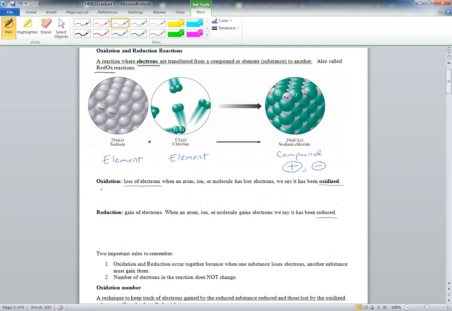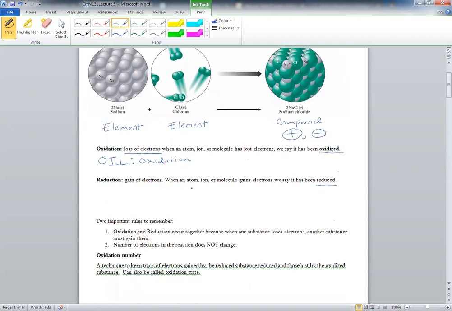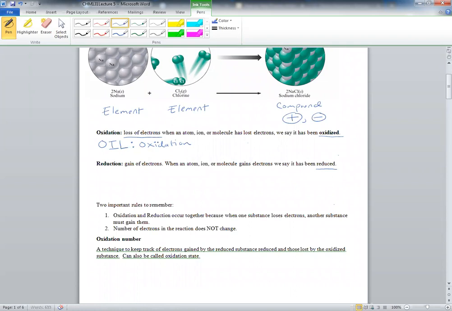One way of remembering it is if you remember this acronym, OIL. So OIL is oxidation is loss. Of course, we mean loss of electrons. So, OIL right here.